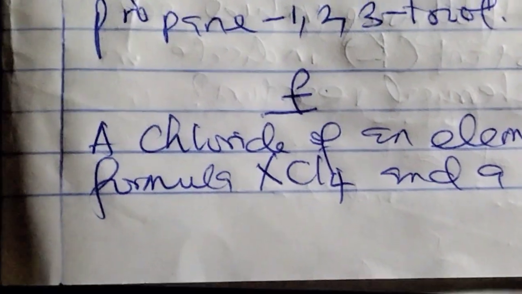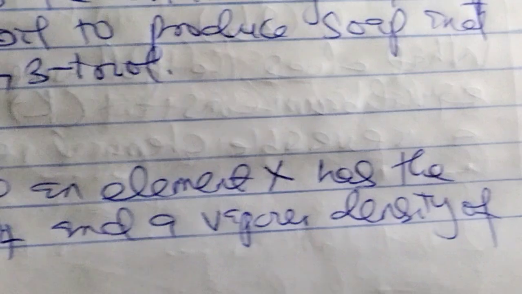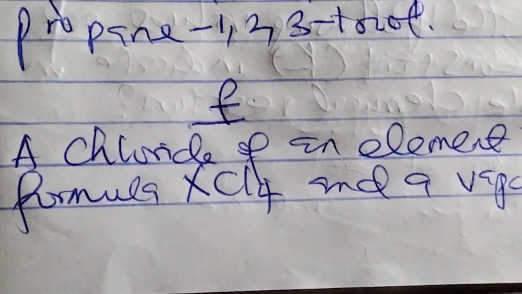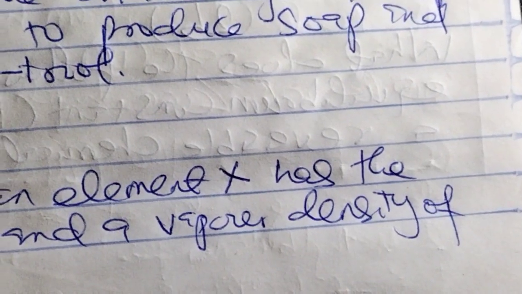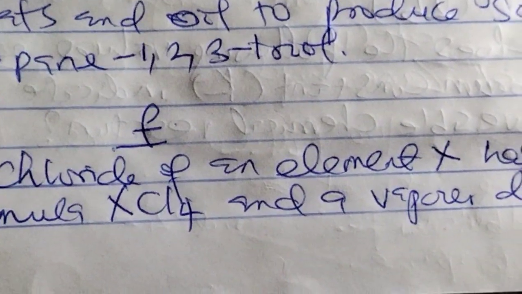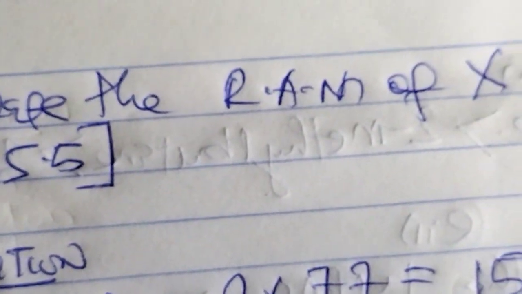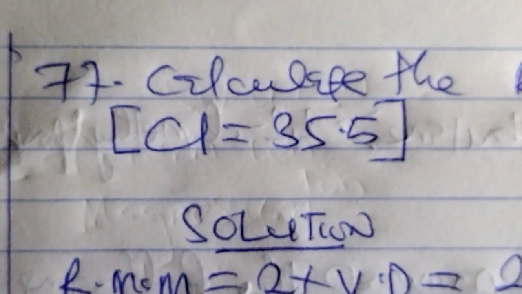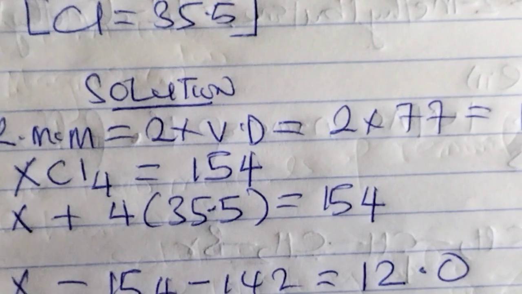Go to 1F, which says a chloride of element S has the formula SCl4 and a vapor density of 77. Calculate the relative atom mass of S. The chlorine atom mass is 35.5. Solution, we have that solution there.